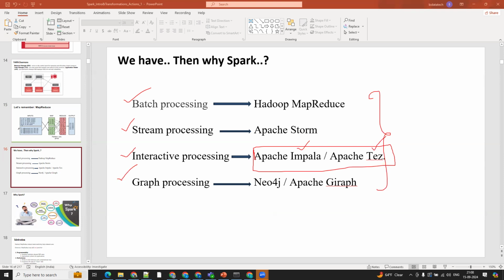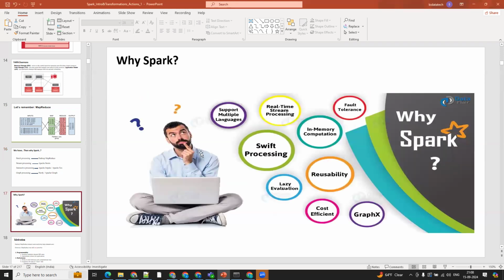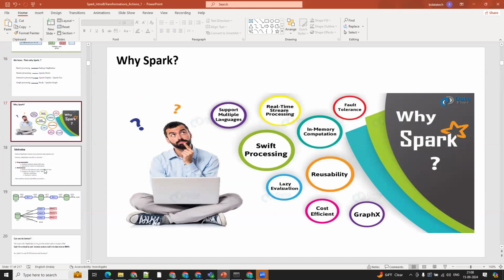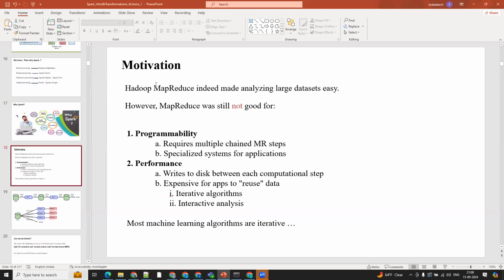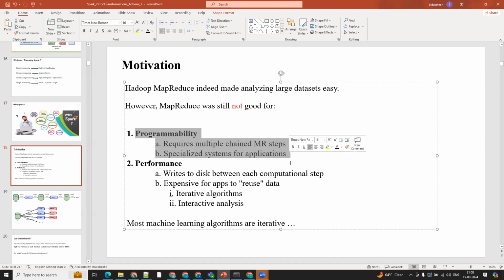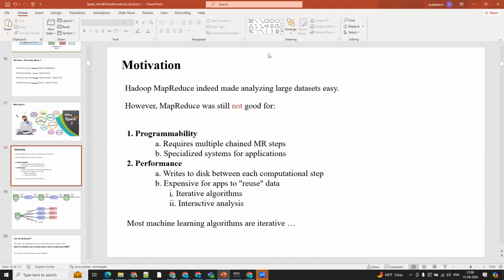But what happened? What are the disadvantages? Why did Spark come into the market after some time? Okay. So the reasons are, even though MapReduce solved the problems that the industry was facing long back, MapReduce is still not good for programmability. I told you already, the people on the data engineering side especially mostly know SQL. They don't know Java and all. Most data engineers have good knowledge of SQL, not Java.